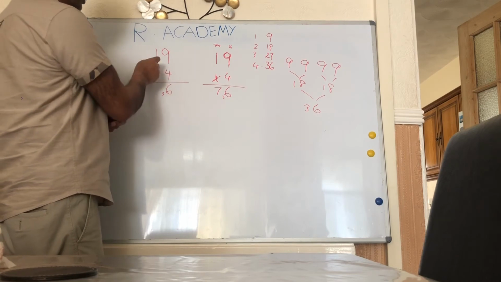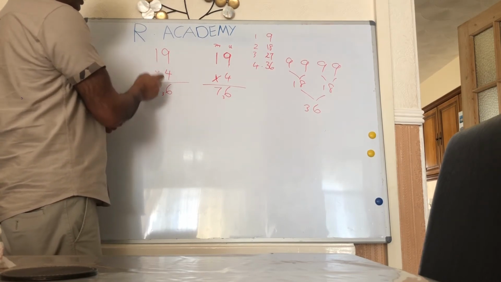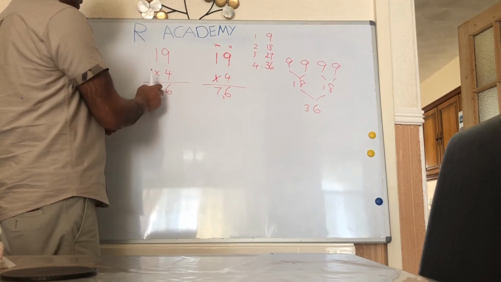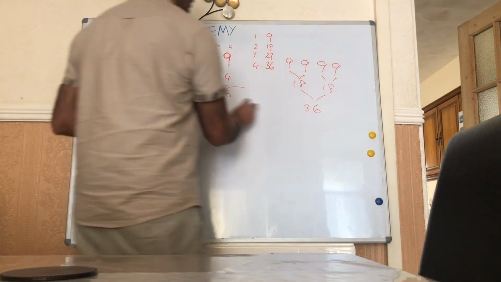So 4 times 1, to make it basic, simple, 4 times 1 is 4. 4 plus 3 is 7. Okay? So we'll try another one, and then you'll see the pattern.